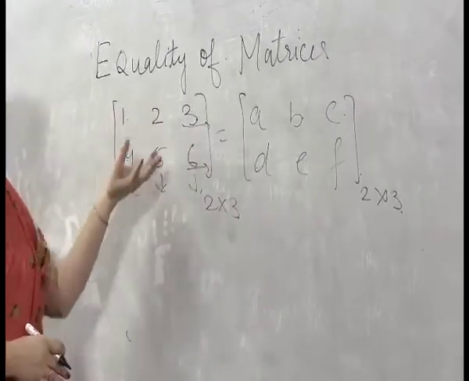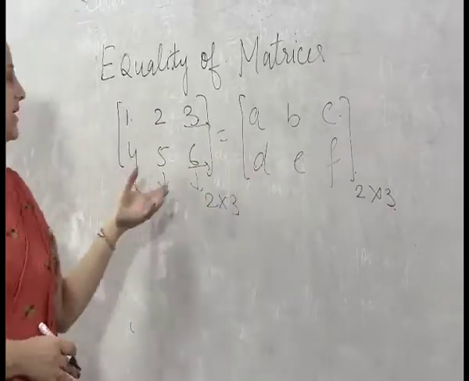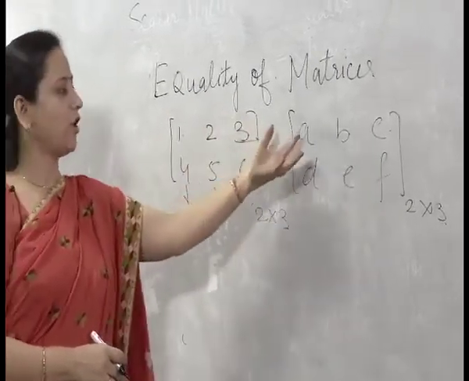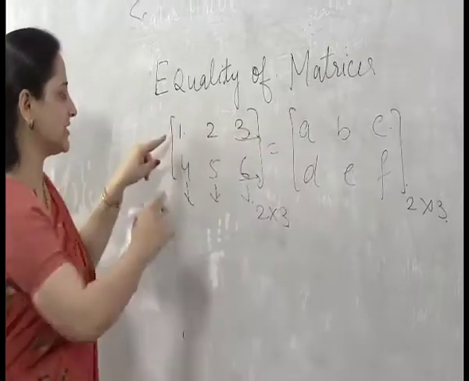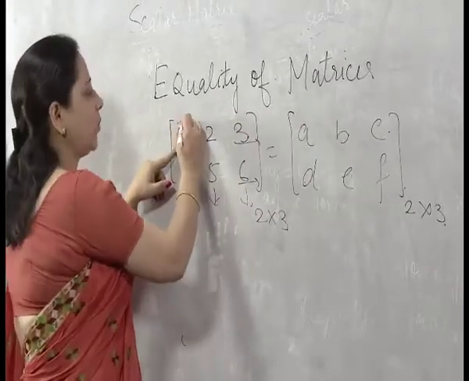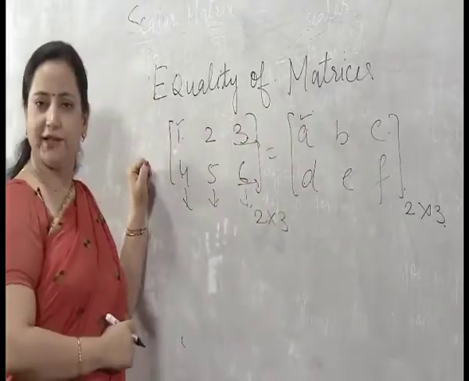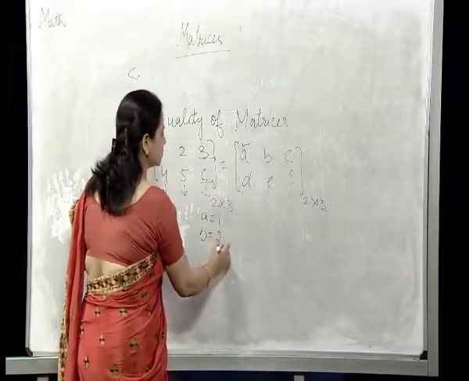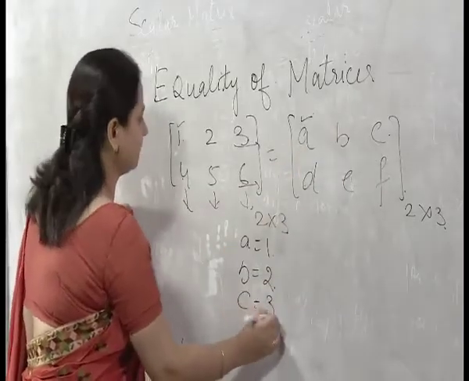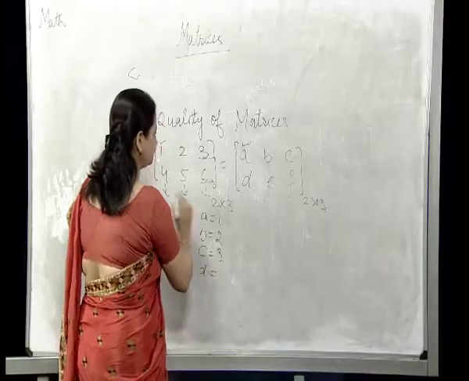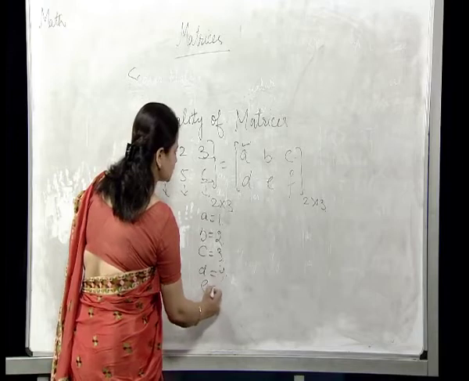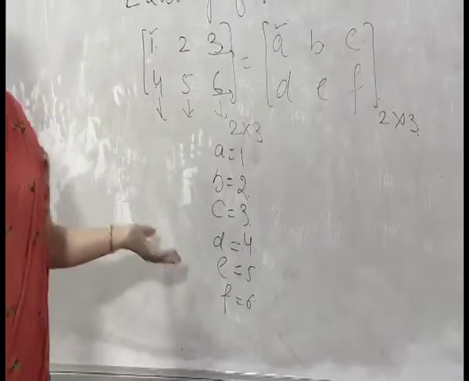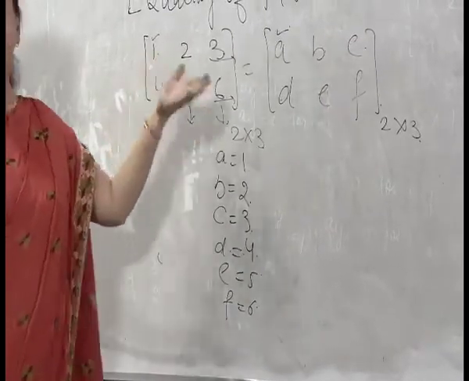Now, if the matrices are equal, it means their corresponding elements are also equal, which will give you the values of A, B, C, D, E and F. So you just check the corresponding elements. 1 is the corresponding element to A, that means A is equal to 1, B is equal to 2, C equals 3, D equals 4, E equals 5 and F is equal to 6. Using the equality of matrices, you can find the unknown values.